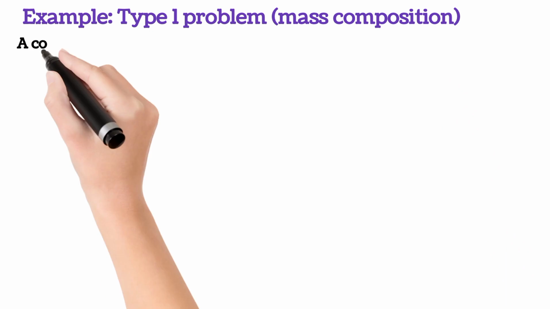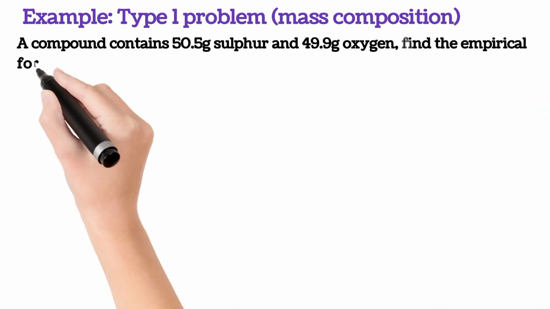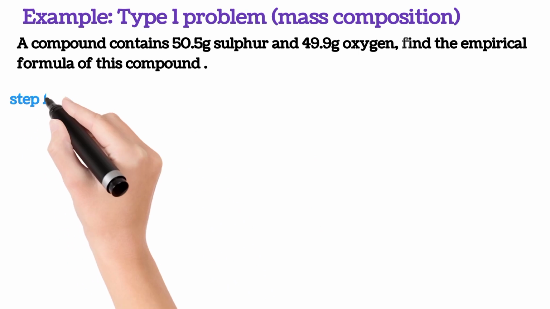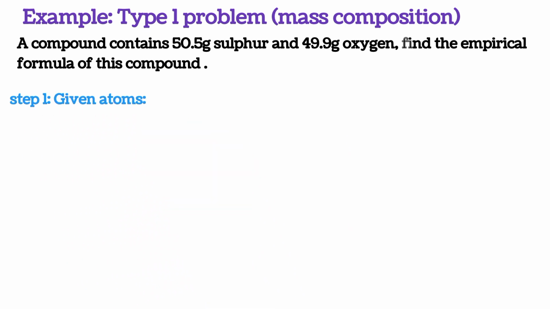Alright, let's look at some numerical examples. Example 1, we're going to be looking at type 1 problem which involves mass composition. A compound contains 50.5 grams sulfur, 49.9 grams oxygen. Find the empirical formula of this compound. We are given the mass composition of the compound, which is 50.5 grams sulfur and 49.9 grams oxygen.